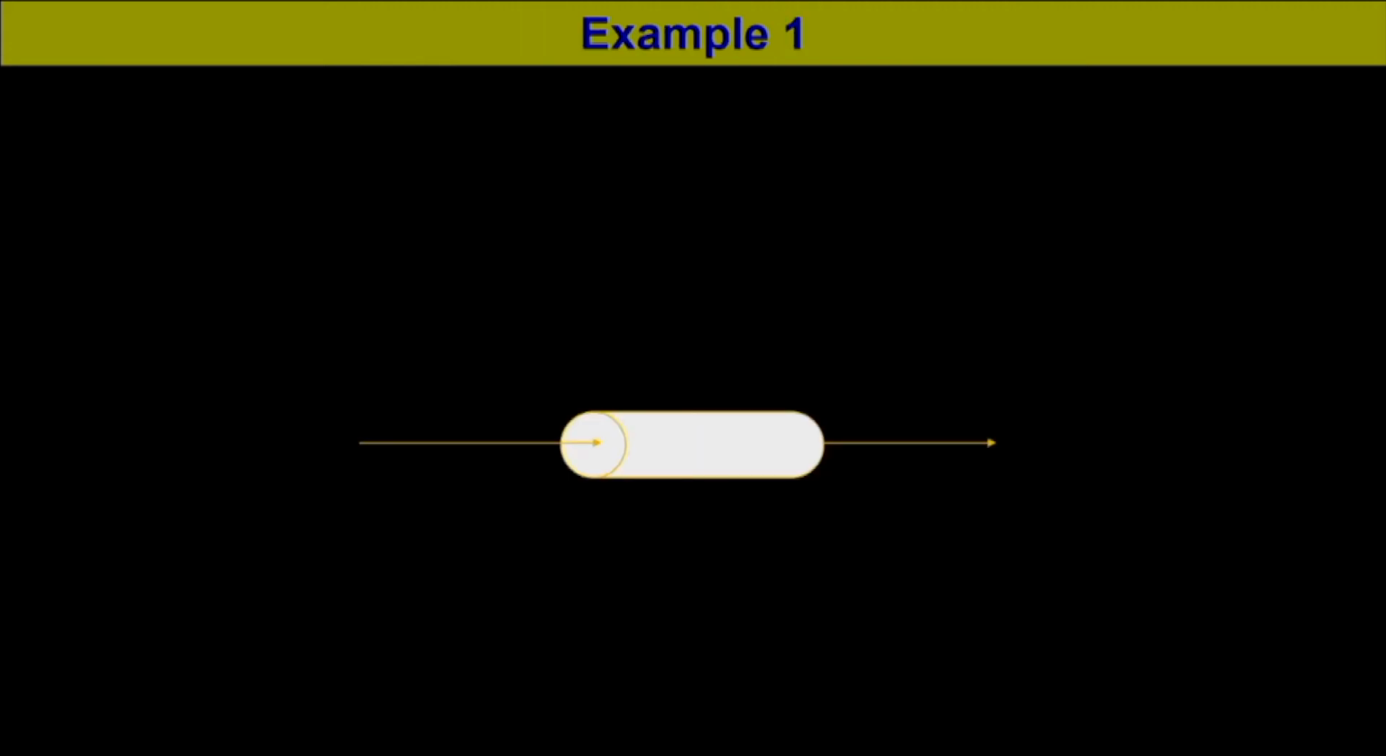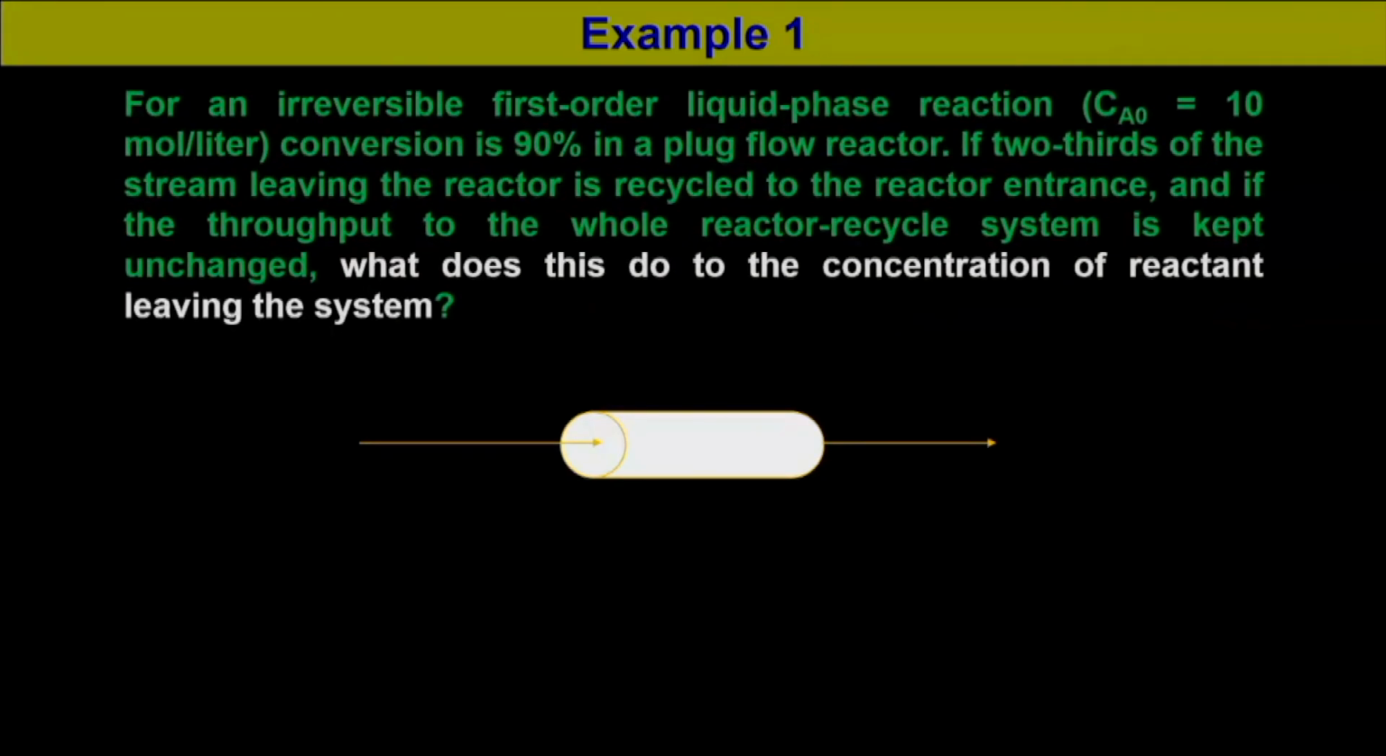Now, let us take an example. For an irreversible first order liquid phase reaction where CA0 is 10 mole per liter, conversion is 90% in a plug flow reactor. If 2/3 of the stream leaving the reactor is recycled to the reactor entrance, and if the throughput to the whole recycle reactor system is kept unchanged, what does this do to the concentration of the reactant leaving the system? Now, let us solve it.